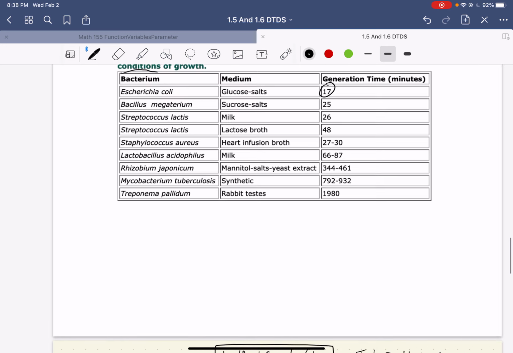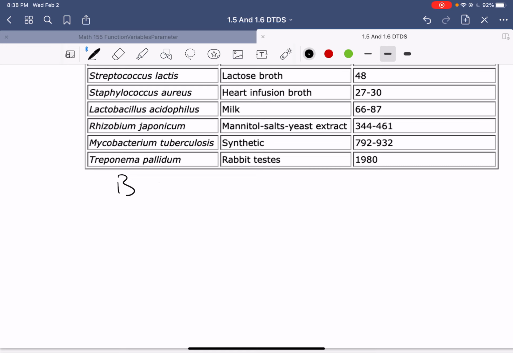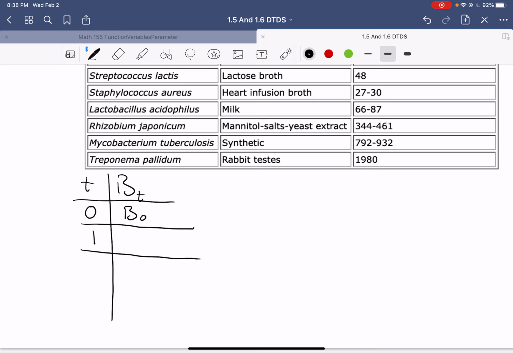So let's suppose that I had some E. coli, and the amount that I have at time t is b sub t. Let's suppose that it's under optimal conditions, and I begin with my initial condition, b sub 0. 17 minutes go by, and that's when I'm going to take my next measurement. Since 17 minutes go by, my b sub 1 is going to be 2 b sub 0. Another 17 minutes go by, and I'll take my next measurement. b sub 2 is going to be twice b sub 1, but I could expand that out and say this is 2 times 2 b sub 0.